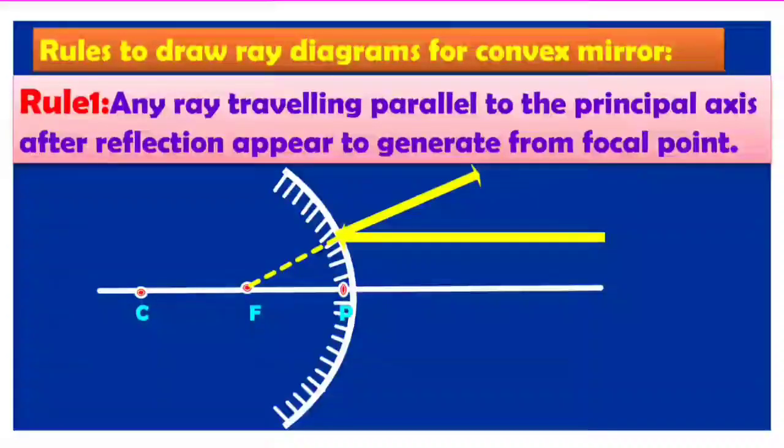Why does it appear to generate from the focal point? Already you know, if you draw a normal, angle of incidence is equal to the angle of reflection. To follow the laws of reflection, a ray which is parallel to the principal axis, after reflection, appears to generate from the focal point in case of convex mirror. It passes through the focal point in case of concave mirror.